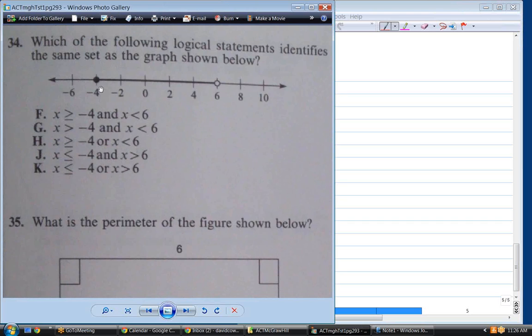Which of the following statements identifies that curve or that line, the graph on that number line? In other words, this is not in the XY plane. This is a graph, but it's on a number line. So if I said X was between there and there, which of these statements says that? H. Good. So you know the difference between the open circle and the closed circle. All right, good.